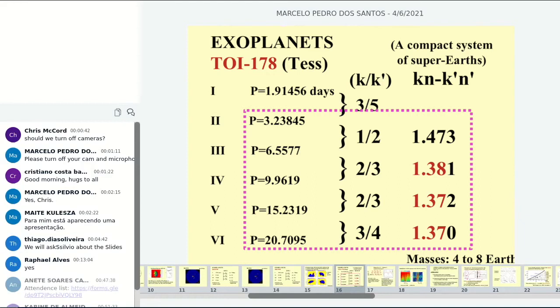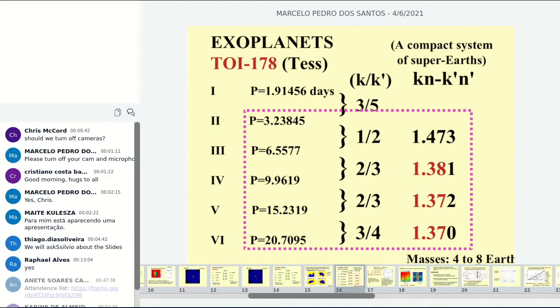And the ratios are, okay, the first one, let us forget it, 3/5, but 1/2, 2/3, 2/3, and 3/4. And important, in this case, the periods are very well determined. These planets are very close to the star, 2 days, 6 days, 9 days. So the periods are observed, very well observed.